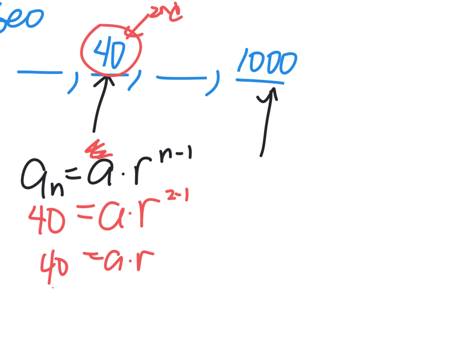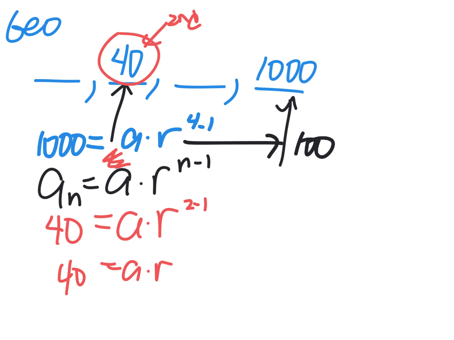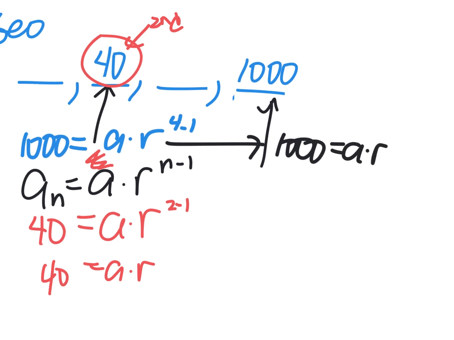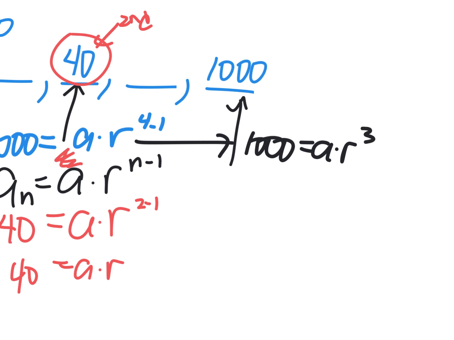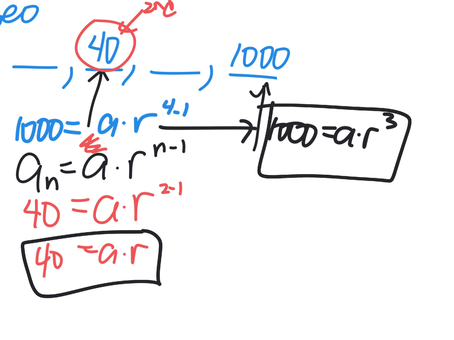All right, so now we're going to do it again, except with 1,000. I'm going to write that above it just to make it really clear where I'm putting them. 1,000 is my a sub n term, equals a times r to the, but that's my fourth term, so 4 minus 1. I'm going to rewrite that, and I get 1,000 equals a times r to the third. Now if I take these two, I can put one in the other and I can solve. I'd like you to do that next.